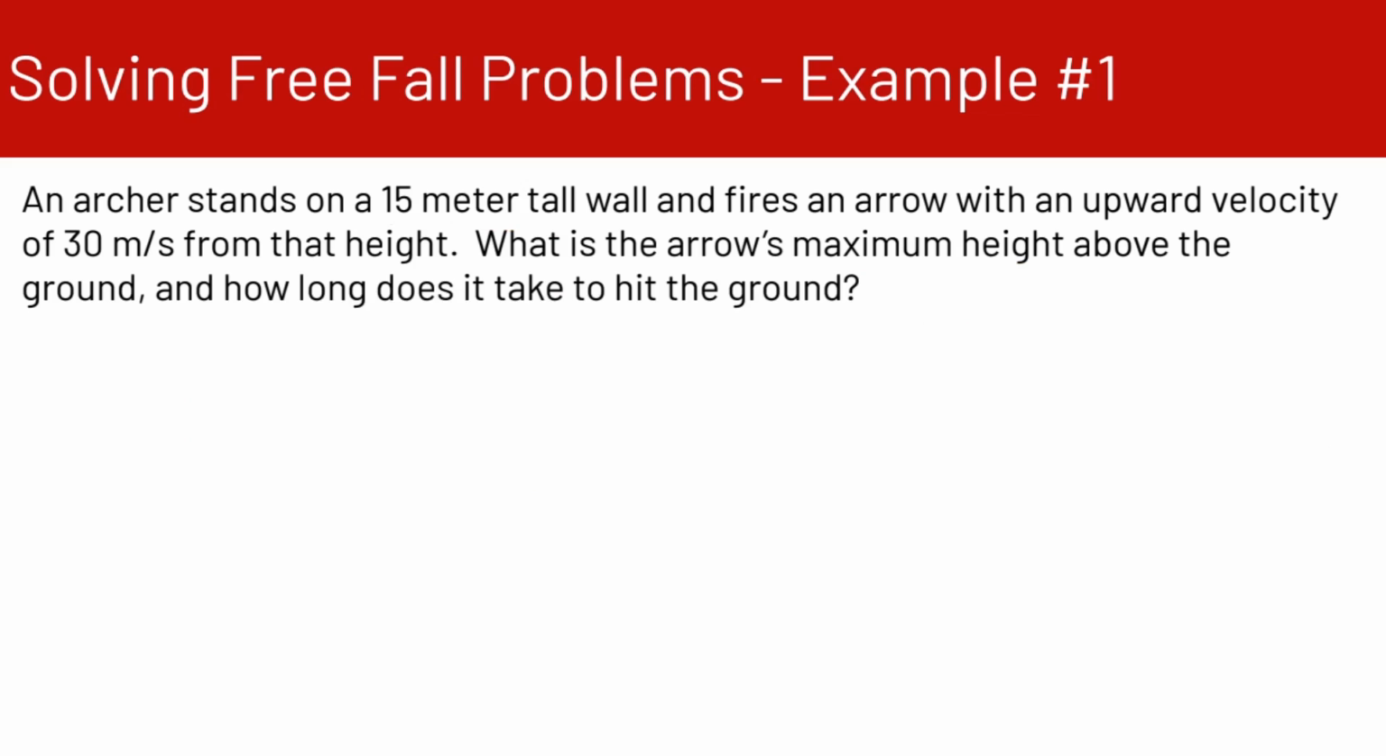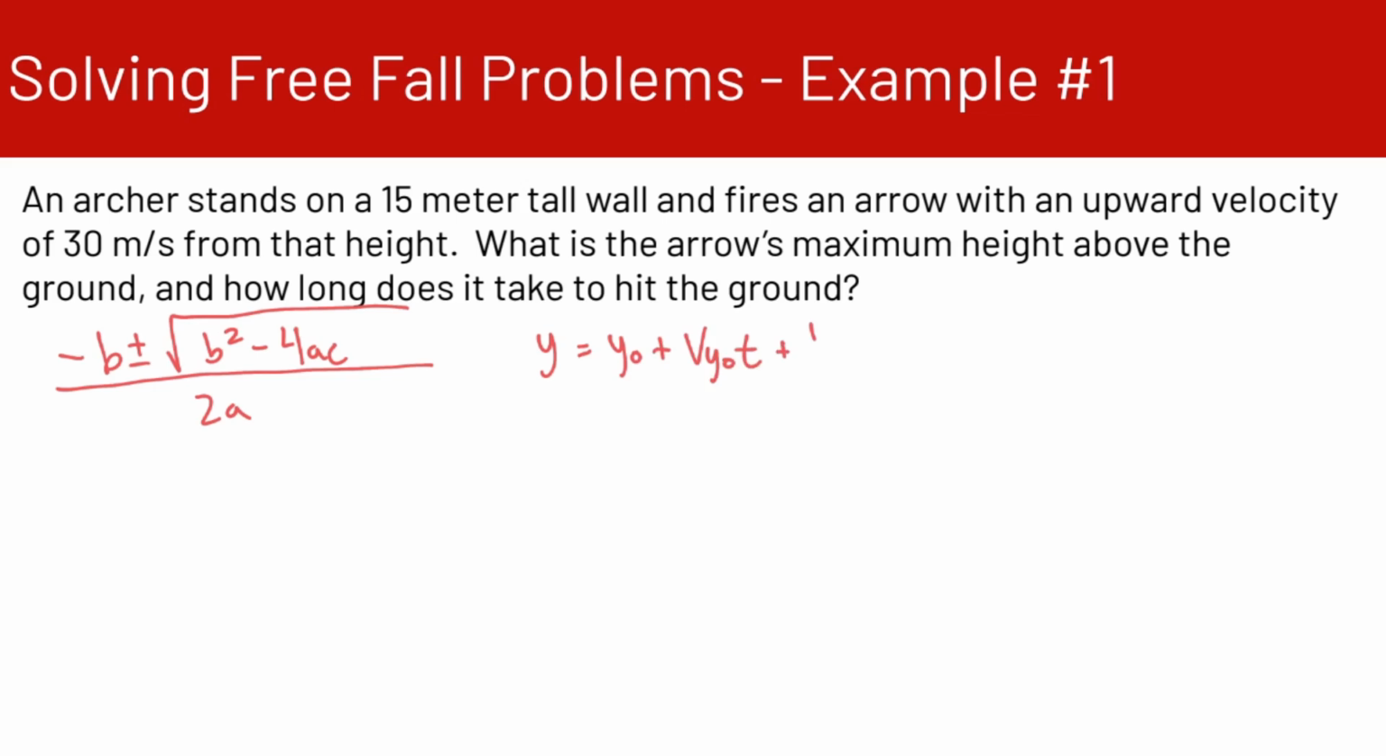Okay, so we solved this problem one way with our kinematics equations. Now we're going to solve it using kinematics equations and the quadratic formula. So first, let's write out the quadratic formula. We have minus b plus or minus the square root of b squared minus 4ac, and all of that is over 2a. Okay, so we're going to use our y equals y naught plus Vy naught t plus 1/2 a t squared equation, because this is the one kinematics equation that we have that is quadratic.